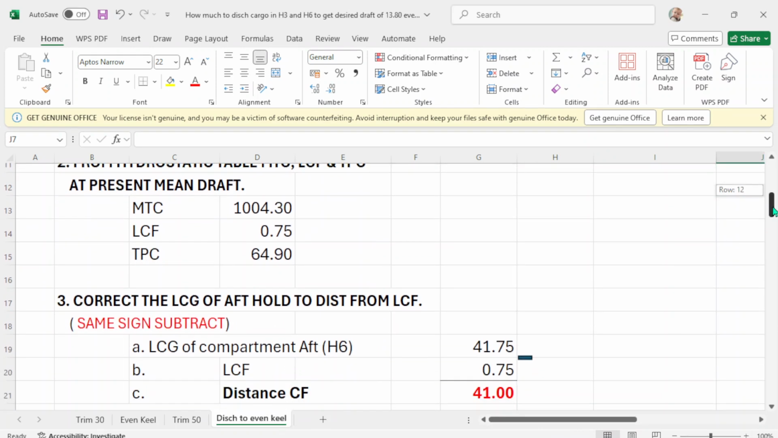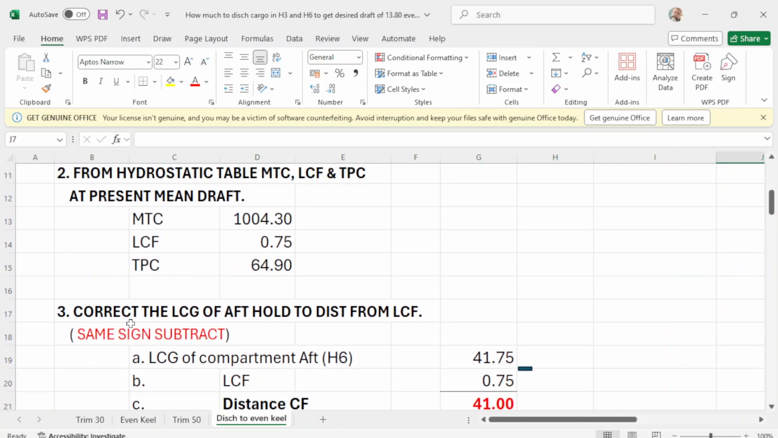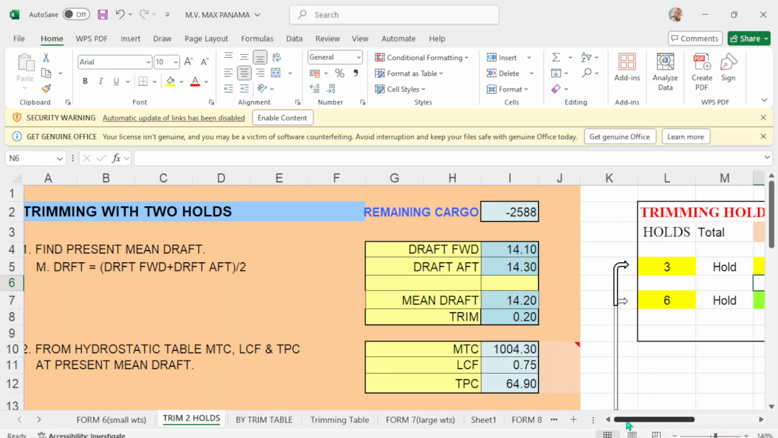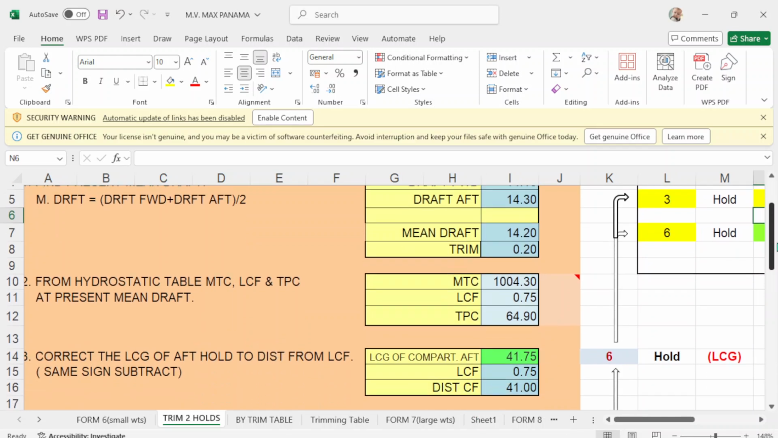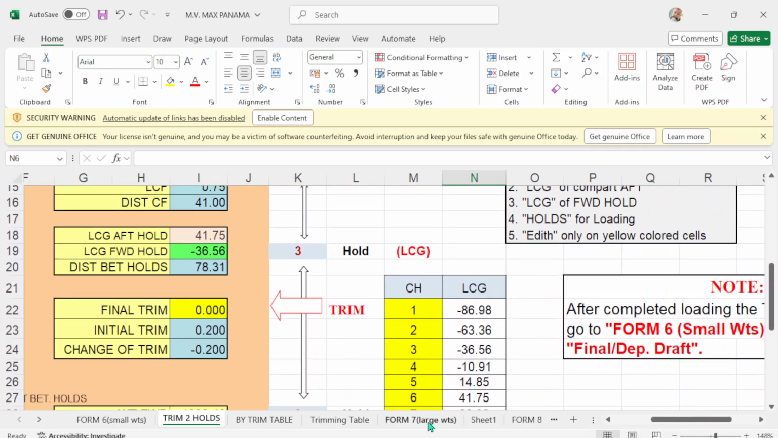What is number 3? Correct the LCG of uphold, meaning hold number 6, to distance from LCF. So what is your LCG of hold number 6? It is 41.75. What is LCG of number 6? That is number 3, okay? LCG of hold number 6. Hold number 6 is 41.75 LCG, which is this one, okay?